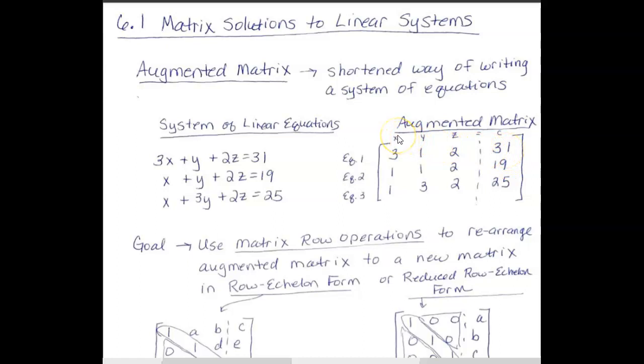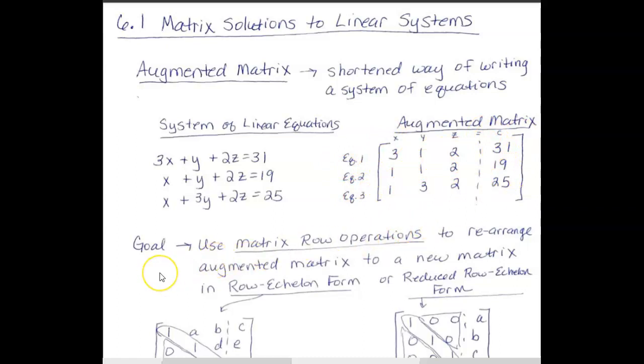So the first column is going to represent all my x coefficients, the second column will represent the y coefficients, the third column the z coefficients. You'll usually see this vertical line right here to represent the equal sign, and then the constant term on the other side of the equal sign. And then each row just represents one of the equations that I have. So if I have 3 equations involved in my system, I'm going to have 3 rows of the augmented matrix. So rows move horizontally, columns up and down.